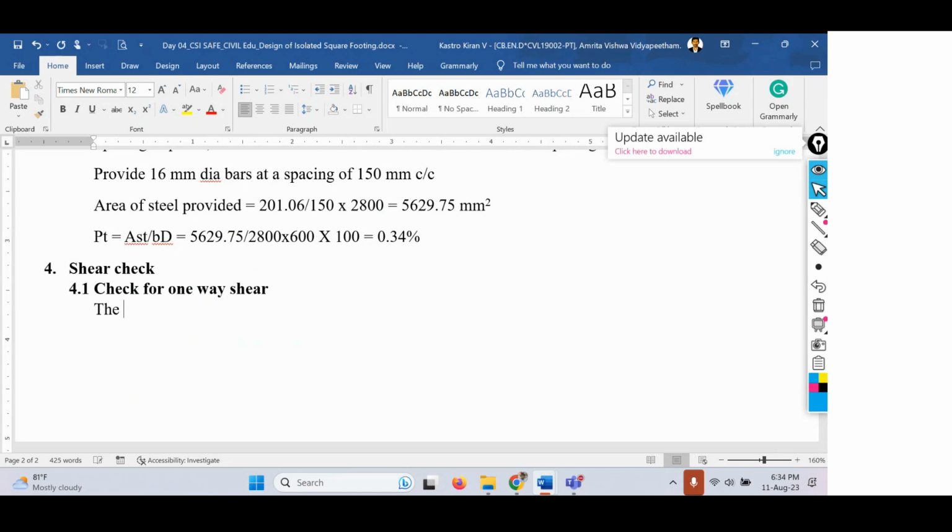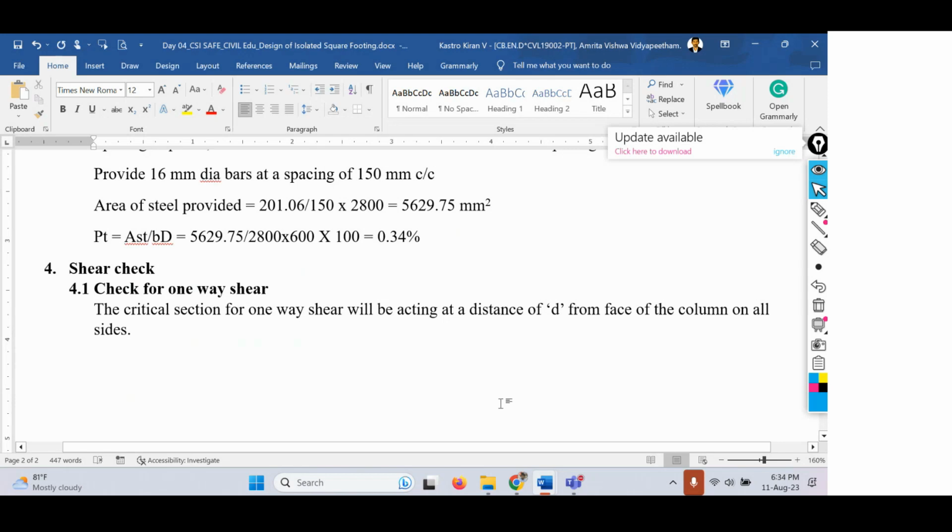What is the critical section distance for one-way shear? The critical section for one-way shear will be acting at a distance of d from the face of the column, from the face of the column on all sides. Right, so this is where the critical section will be acting.